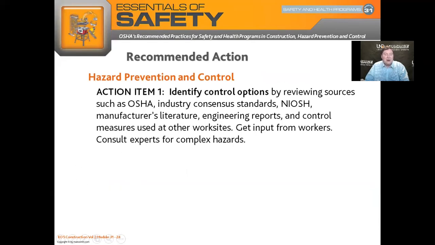Okay, so action item 1. So how do you identify your control options, right? So yeah, you look at what is the likelihood, you look at what is the severity, you look at what can you do to lower the likelihood, what can you do to lower the severity.